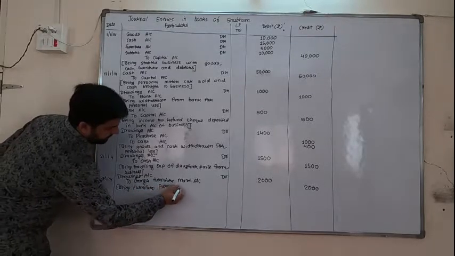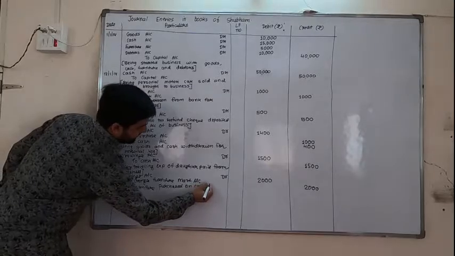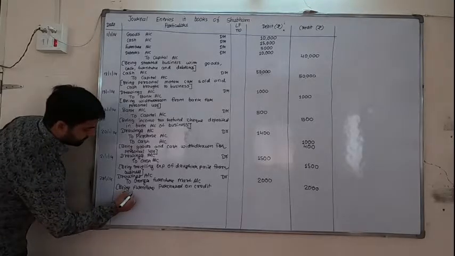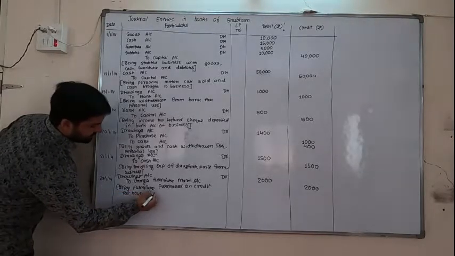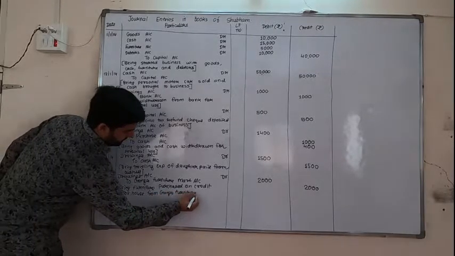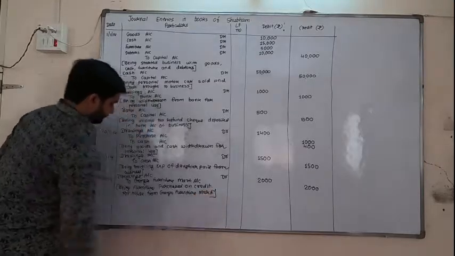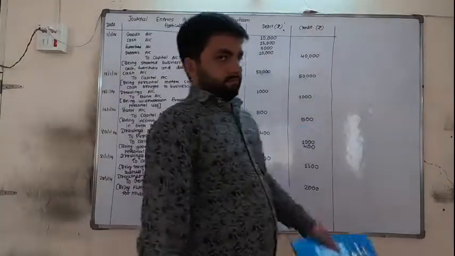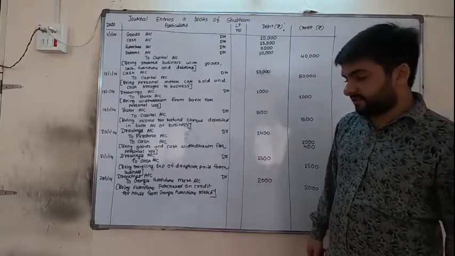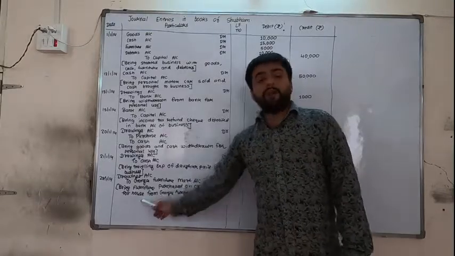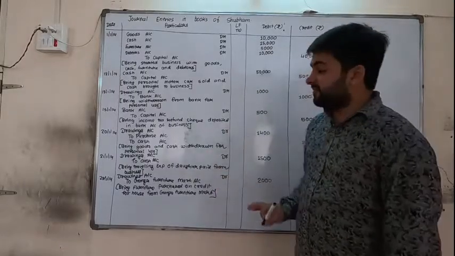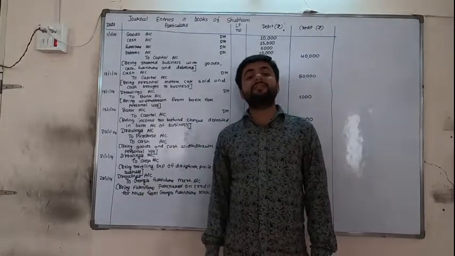Narration: furniture purchased on credit. Why am I writing on credit? Because we have not paid the cash. On credit for house from Ganga Furniture Mart. Being furniture purchased on credit for house from Ganga Furniture Mart. If friends, the words for house are ignored, then again furniture only is debited. But understand, here we are purchasing for house, so drawings is to be debited.